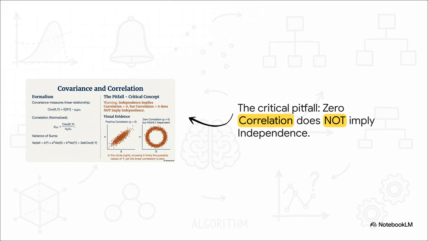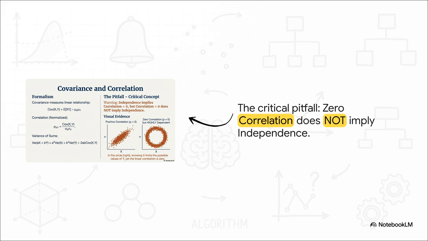Okay, this brings us to a huge, and I mean huge, pitfall. We often use correlation to measure the linear relationship between variables, but you have to be so careful, because while independence does guarantee zero correlation, the reverse is absolutely not true. And this visual shows you why perfectly.